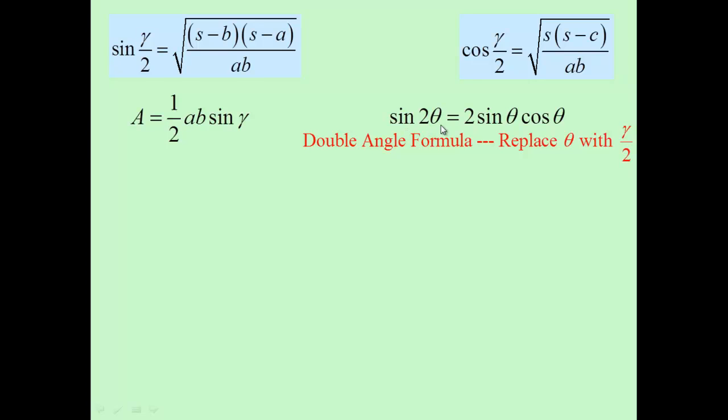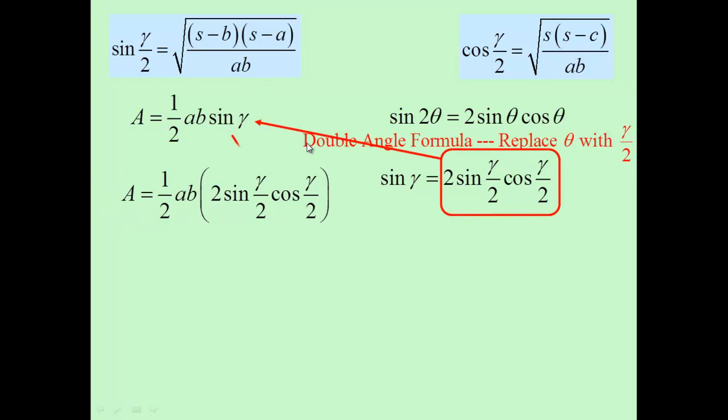The sine of 2 theta is equal to 2 times the sine of theta times the cosine of theta, but replace the theta with gamma over 2. So this theta is going to be gamma over 2, this theta is going to be gamma over 2, and this would be gamma over 2, but times this 2, the 2's would cancel, so the sine of gamma actually ends up being equal to this expression. Now that can be replaced in this formula for the sine of gamma, and then at this point the 1/2 and the 2 would cancel.